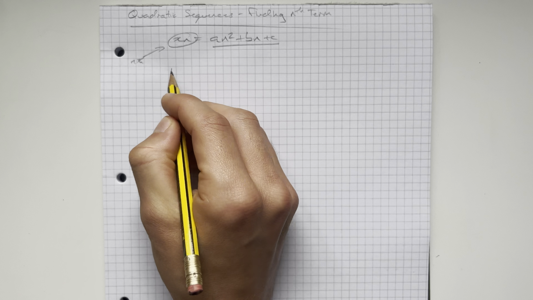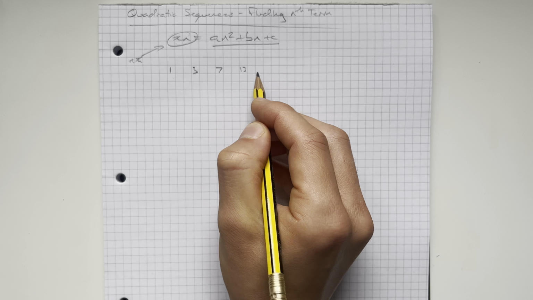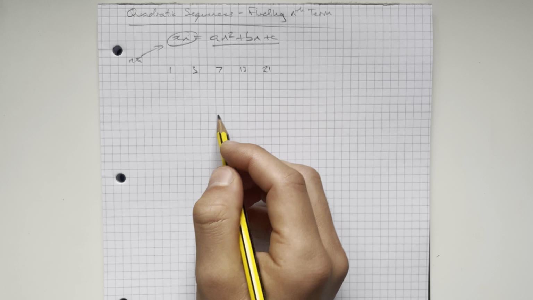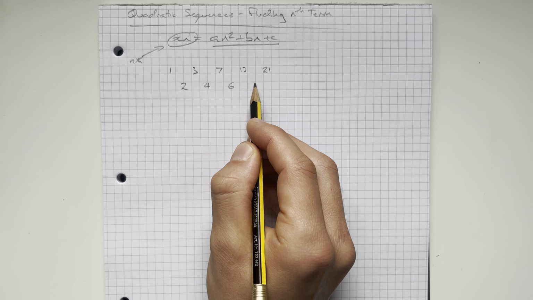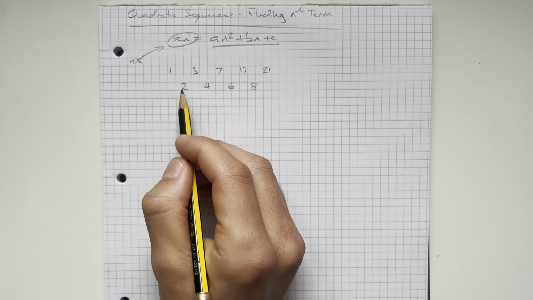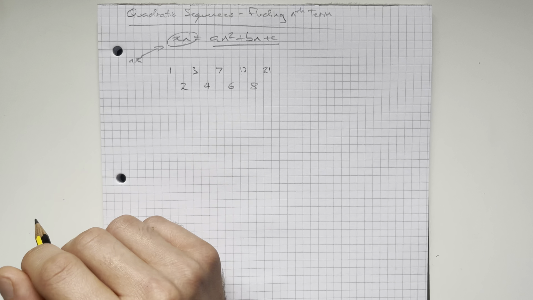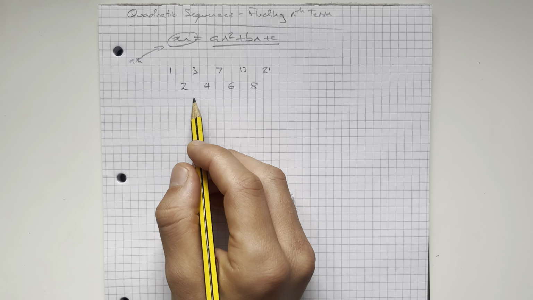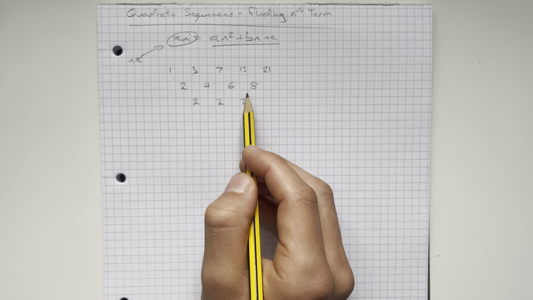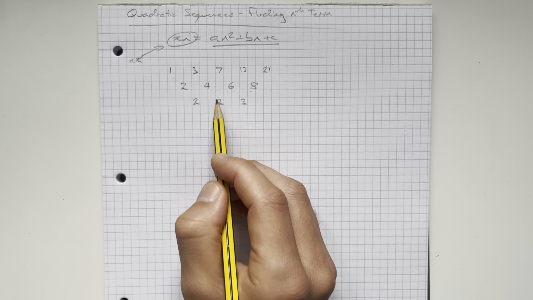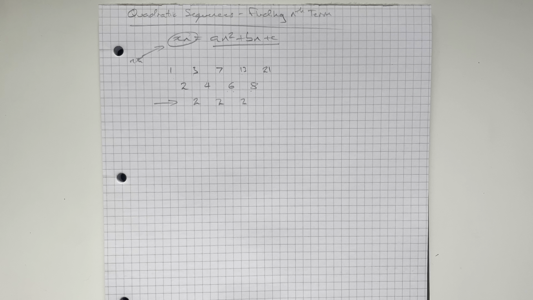So we've got the sequence 1, 3, 7, 13, 21. And what we can see the differences are 2, 4, 6 and 8. So these are found by doing 3 minus 1 to get 2, 7 minus 3 gives 4, 13 minus 7 gives 6, etc. And now the second differences are 2, 2, 2. So similar method, 8 minus 6 gives 2, 6 minus 4 gives 2. Because these are all the same, this sort of proves that it is a quadratic sequence.